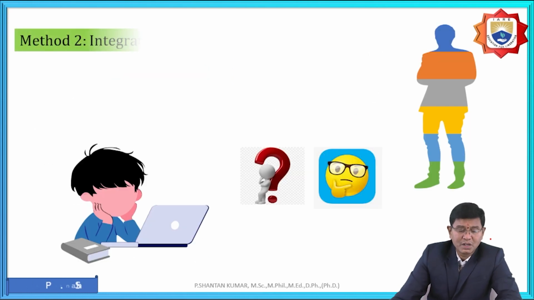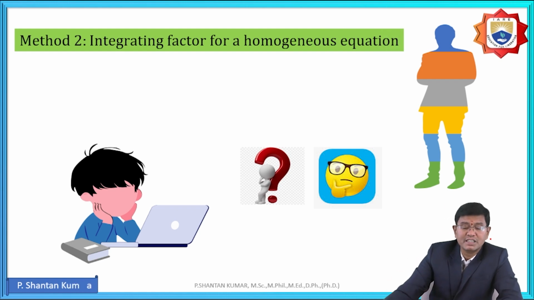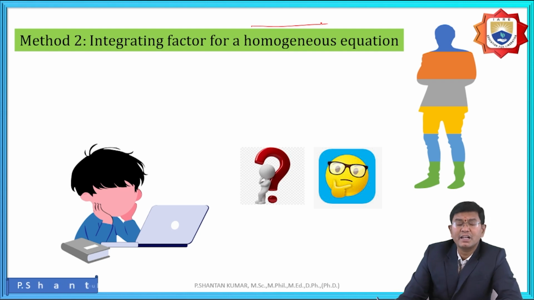And the second one, what is method 2? That is the integrating factor. In the previous slide I gave the homogeneous differential equation: as we know, when the dx coefficient and the dy coefficient are of the same degree, the type of differential equation is called homogeneous.